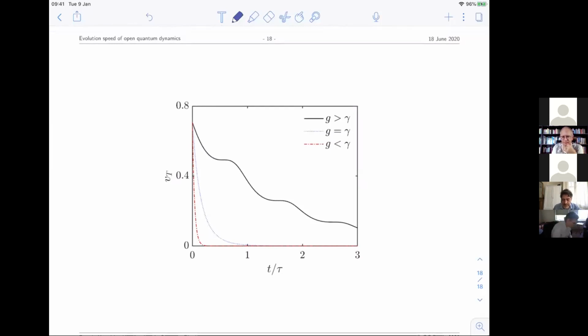So the behavior of the velocity changes sharply, but the value of the velocity is fairly smooth. Can I ask that same question? Yes. If you're in the G greater than gamma phase and you start moving G towards gamma, how do you know that you're coming into a critical point?